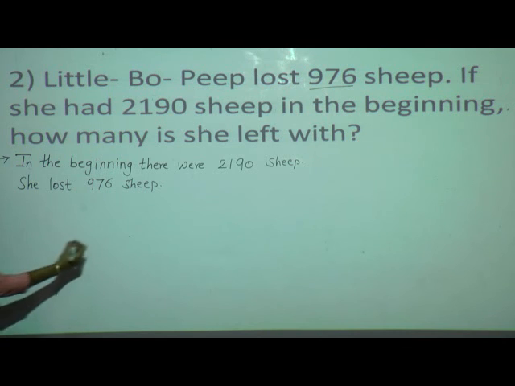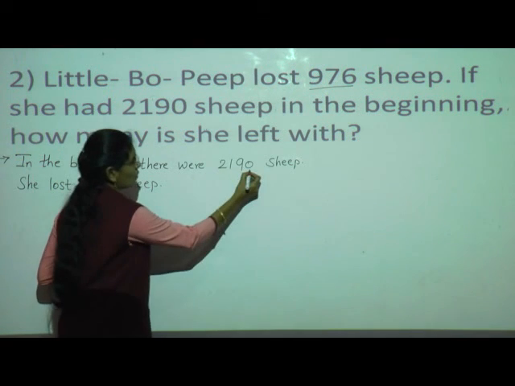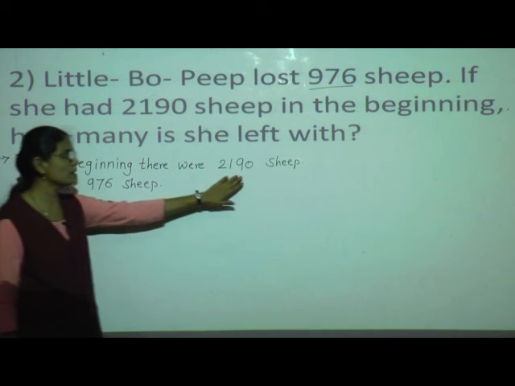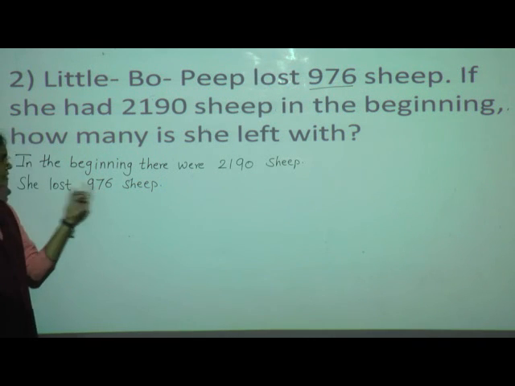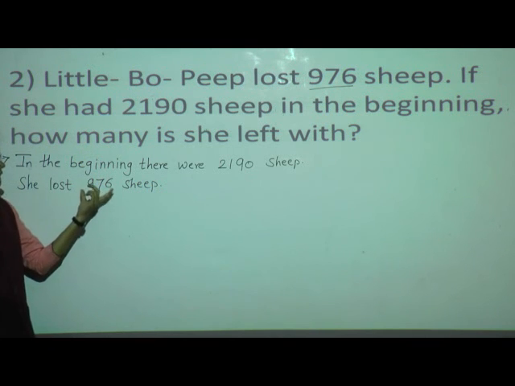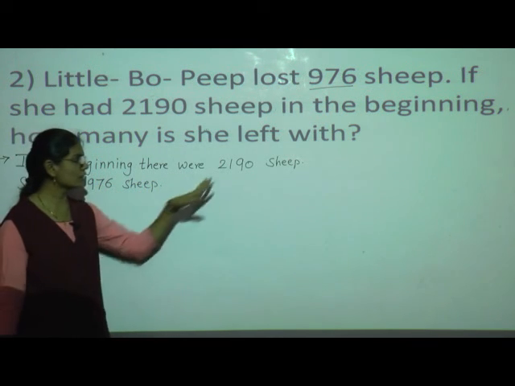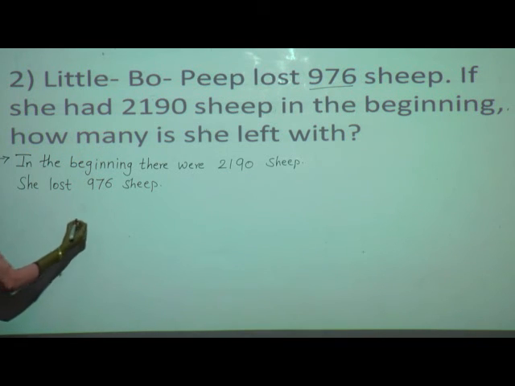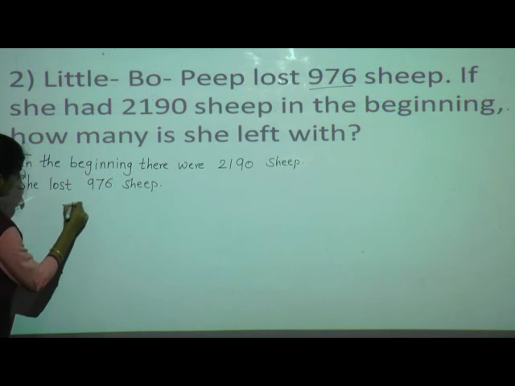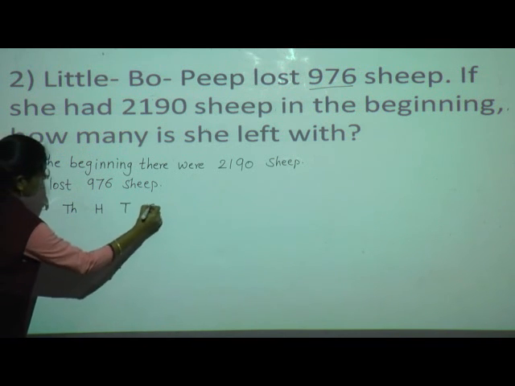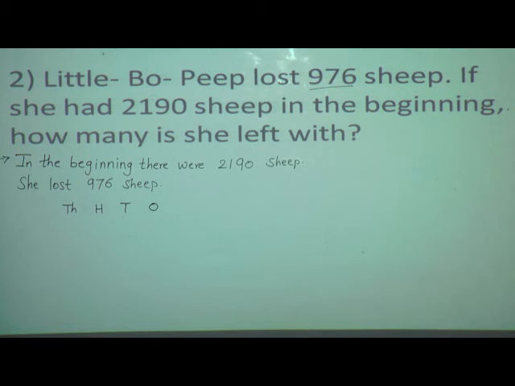For that, what will we do? See, this number, 2190, is a 4-digit number, and the other number is 976, which is a 3-digit number. Yes, and a 3-digit number is always smaller than a 4-digit number. So we will do the subtraction now. Put the place value chart: 1000, 100, tens and ones. Now first, in the beginning, how many sheep were there?